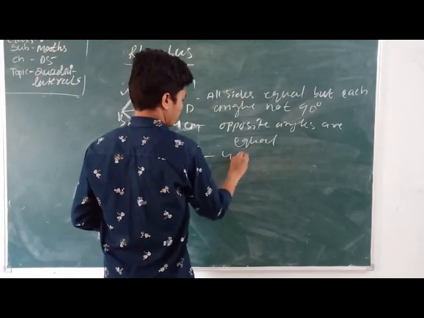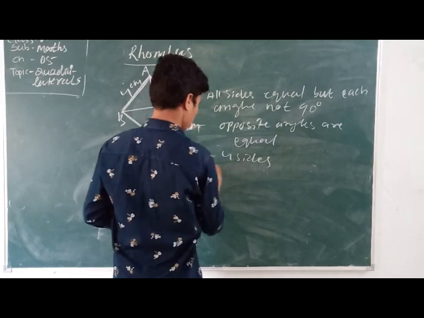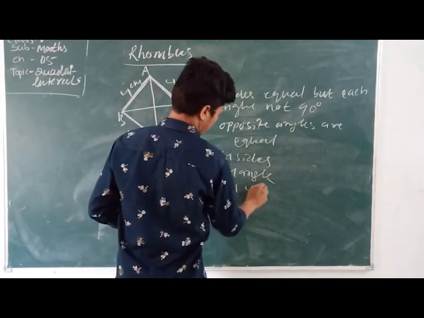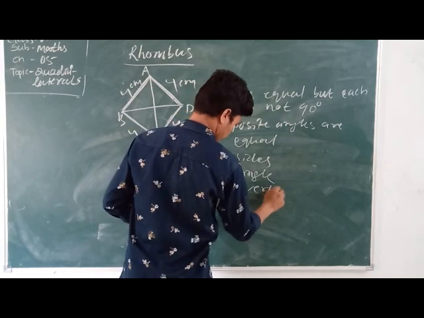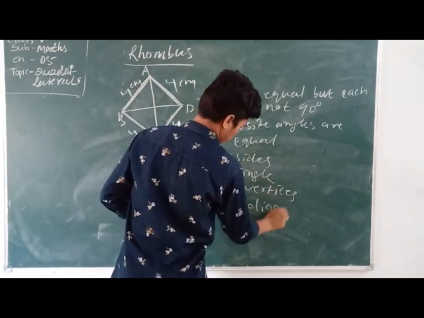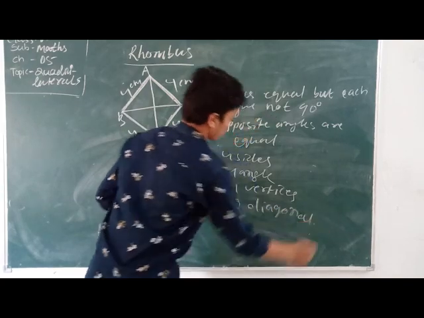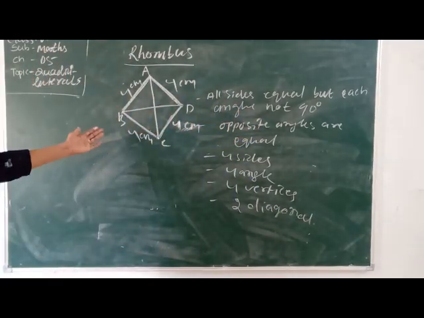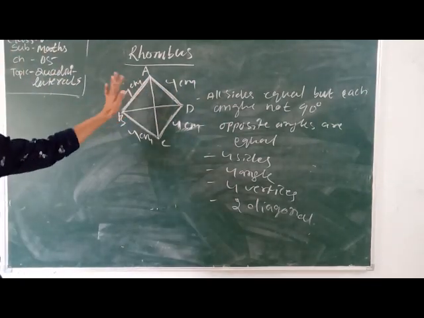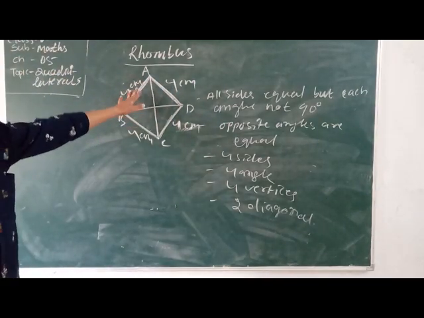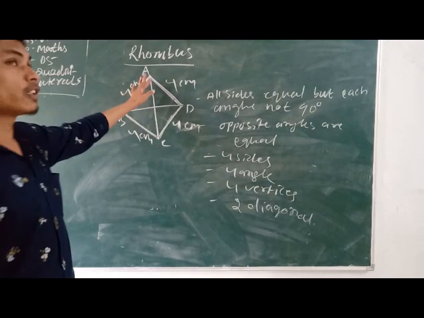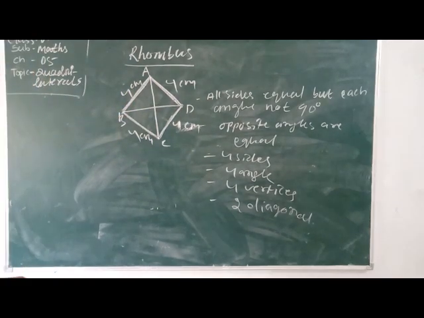Then here, 4 sides, 4 angles, 4 vertices, and 2 diagonals. Okay. The properties are different, but the figure is similar. Here we say that each square is a what? Rhombus, but each rhombus is not a square. Clear about the rhombus?